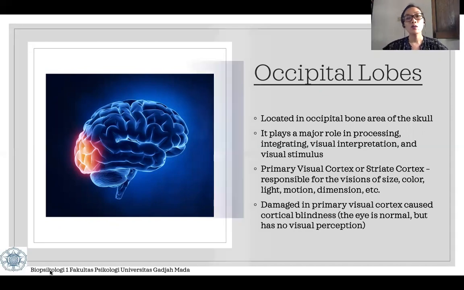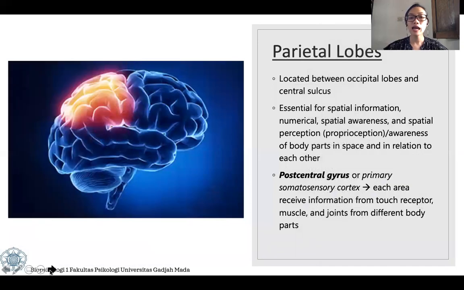All right, we move on to parietal lobes. It lies between the occipital lobe and the central sulcus, a deep groove in the surface of the cortex. It's in the top of your head, yeah, like here. And it is essential for spatial information, numerical, spatial awareness, and spatial perception, or the proprioception. Yeah, it's awareness of body parts in space and in relation to each other.